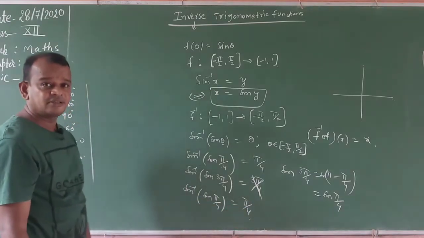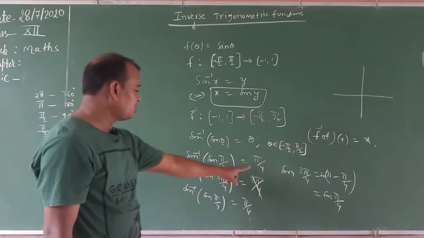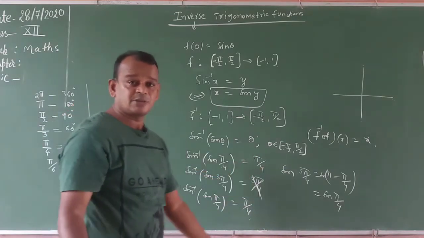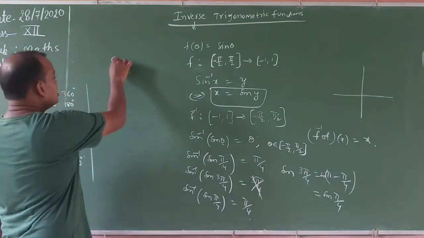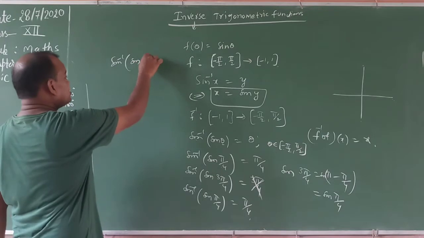Understood or not? Sin inverse of sin theta is equal to theta, sin inverse of sin pi by 4 is equal to pi by 4, sin inverse of sin 3 pi by 4 is equal to how much? Possible from the examination point of view, sin inverse of sin 5 pi by 6 is given.